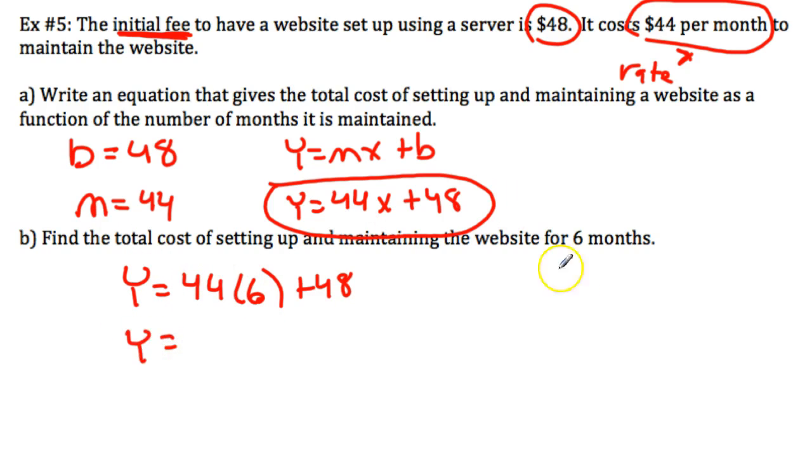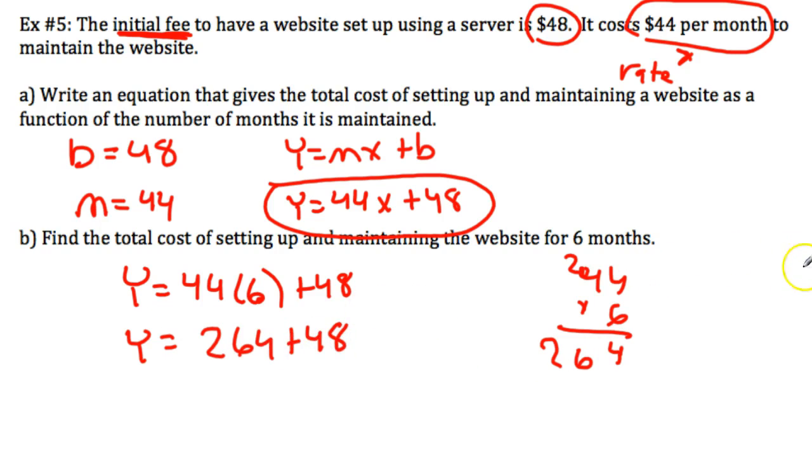y equals, what's 44 times 6? 6 times 4, 24. 6 times 4, 24, 264. So 264 plus 48. All right, let me add those. 264 plus 48. That's a 12, 10, 11, boom, 312.